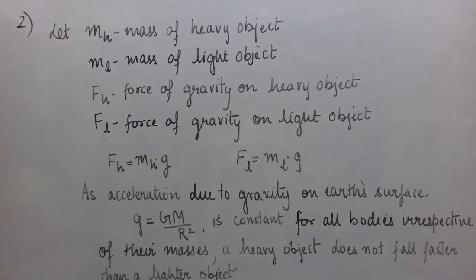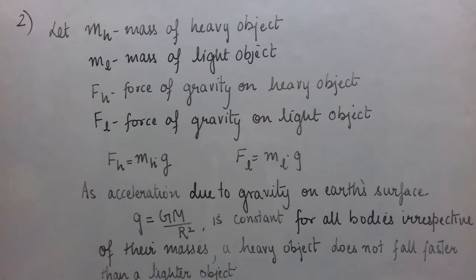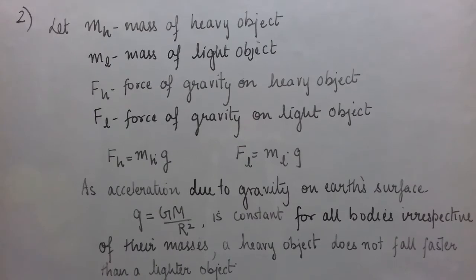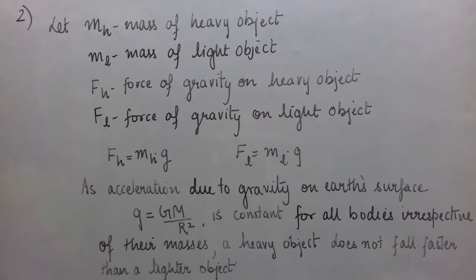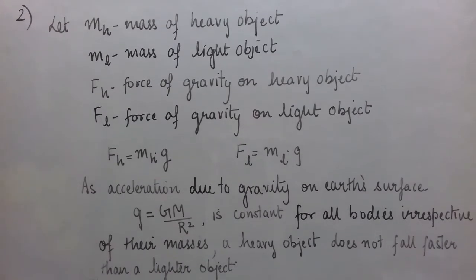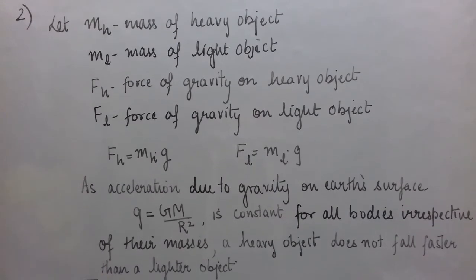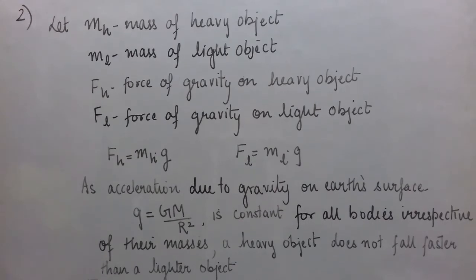Okay, so let us see how we are going to write it. Now you can look at the board. We have taken, let mh be the mass of the heavy object, ml, small ml, be the mass of the light object, and capital FH be the force of gravity on the heavy object. Why have I taken force of gravity? Because in the second part it is given: why then a heavy object does not fall faster than a light object?